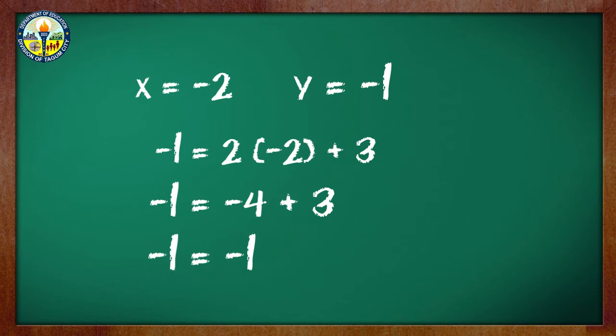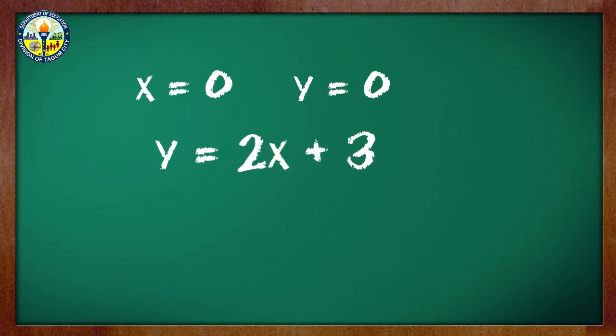So, is this true? Is -1 equal to -1? If your answer is true, then you are correct. The equation is satisfied since the left side member of the equation is equal to the right side member of the equation. Therefore, (-2, -1) is a solution to the equation.